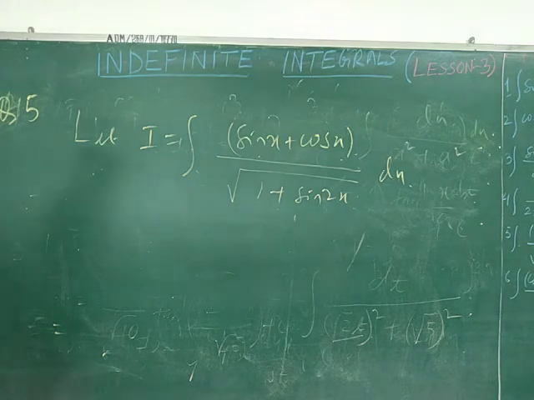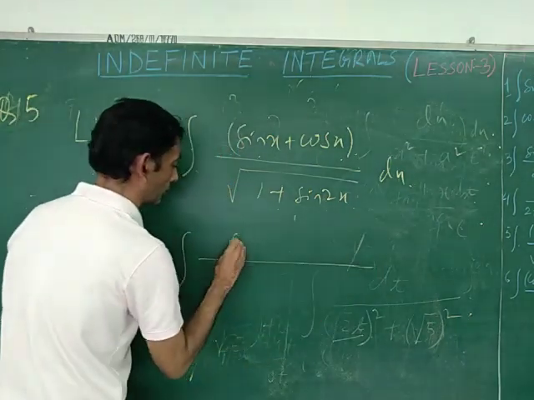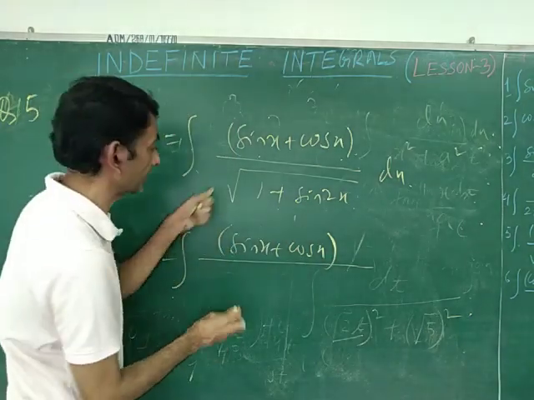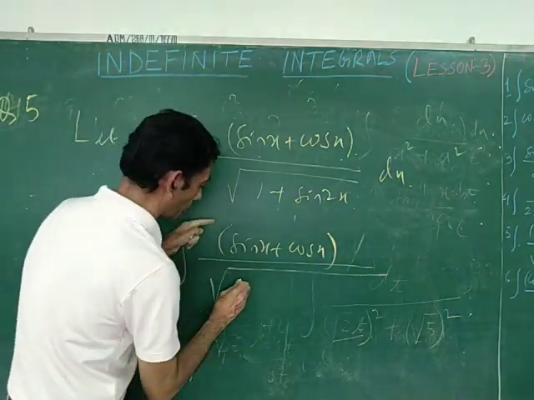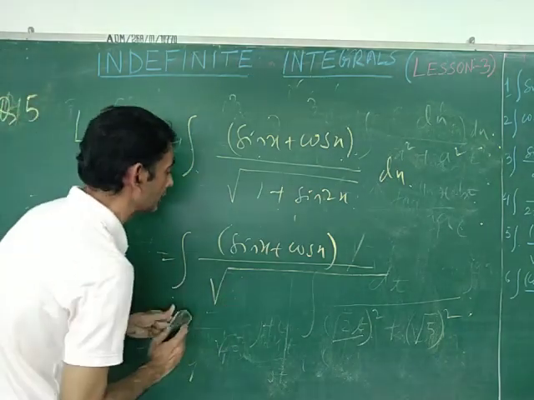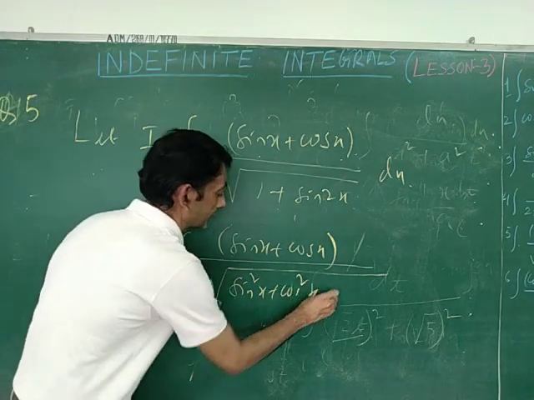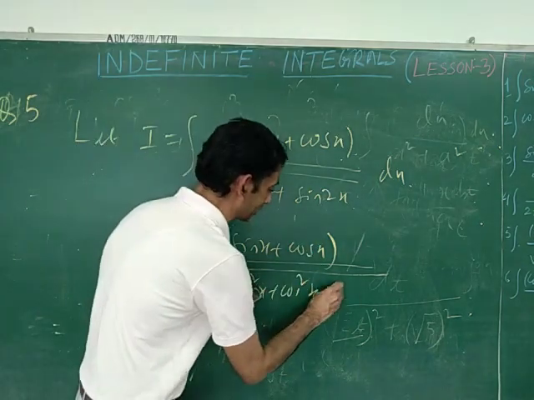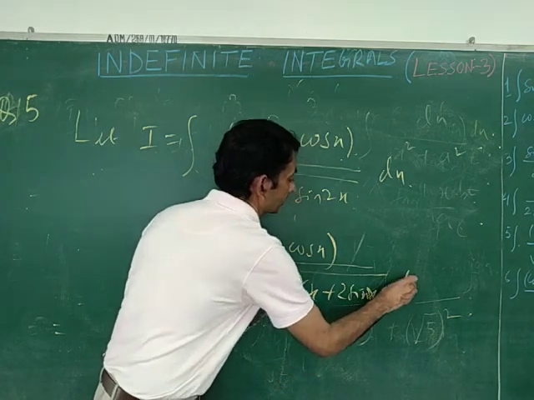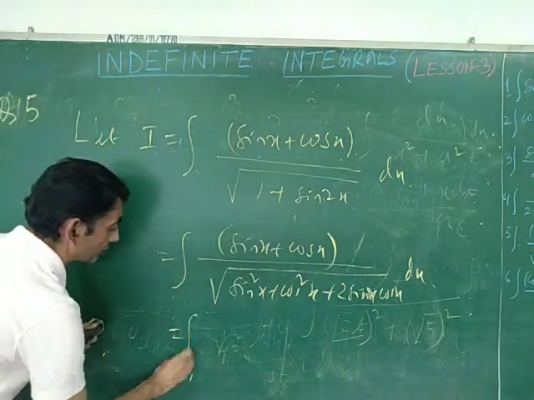And how to write the denominator? We know this denominator can be expressed in the form of a perfect square. So how to write this? This 1 can be written in terms of sin and cos: sin square x plus cos square x. Then sin 2x is 2 sin x cos x. You can just write it in this way. Okay, what's the next step?